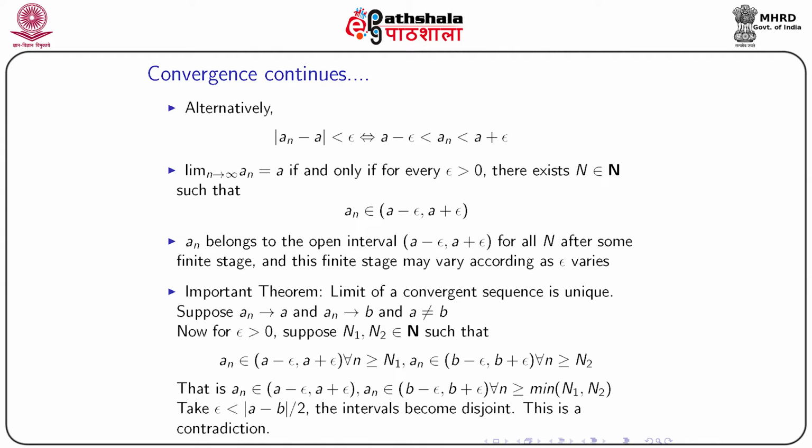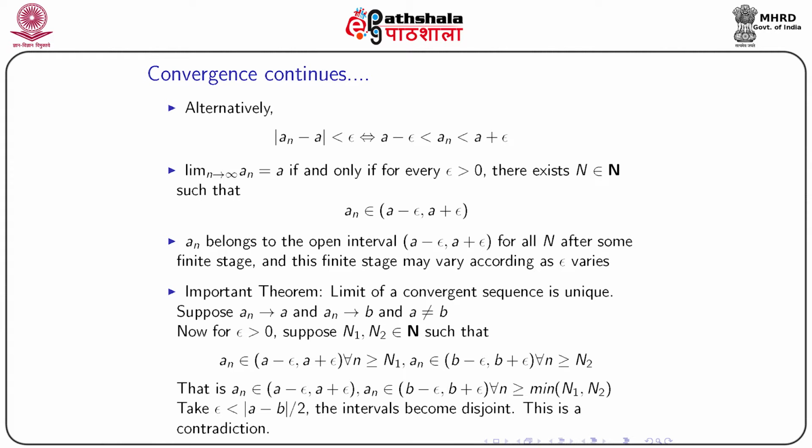Now we'll consider a few examples. First, the example we will be considering where An is 1 over n. Common sense says that if n increases, this goes to 0. So limit An is equal to 0. Now we have to identify capital N such that 1 over n is less than epsilon for all n greater than or equal to capital N.